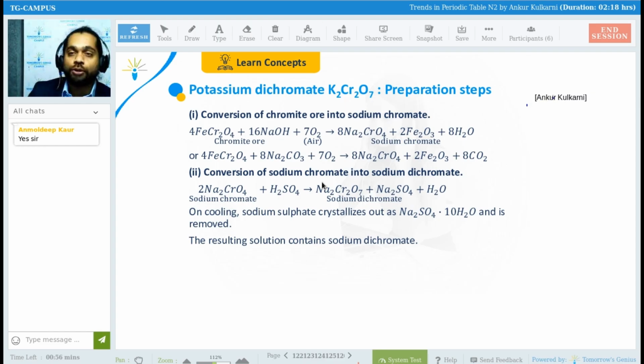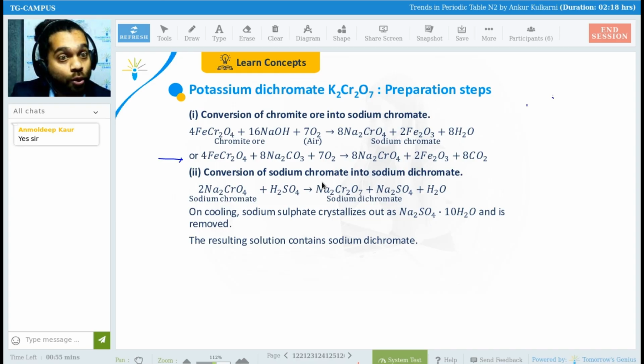How do we prepare potassium dichromate? Now I know the reactions are scary over here, but what you should remember is forget about the reactions and balancing, you remember the compound. For example, I have FeCr₂O₄, that is nothing but my chromite ore. We studied chromite ore in metallurgy, isn't it? It is the ore of chromium.